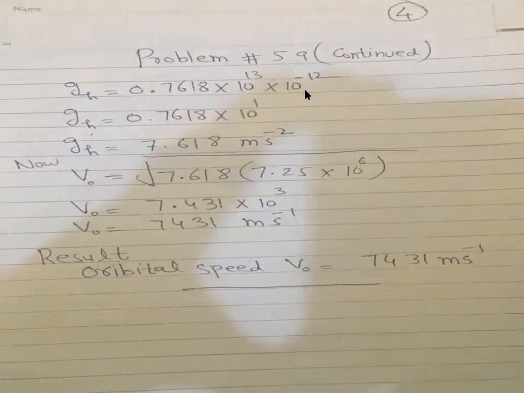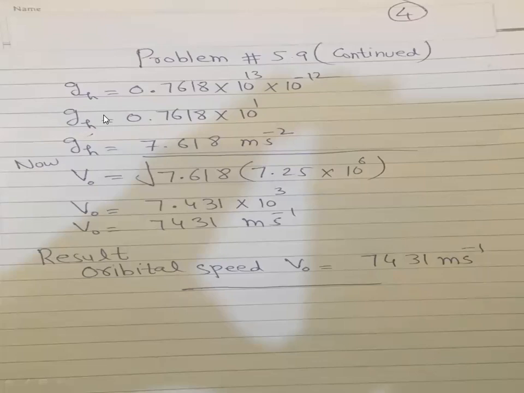I'm doing 10 to the power minus 12. Again, the bases are the same. The base of 13 is 10, and the base of minus 12 is 10. So bases are the same, powers will be added. 13 minus 12 is 1. So 0.7618 multiplied by 10 to the power 1. If you divide 0.7618 by 10, you will get 7.618.